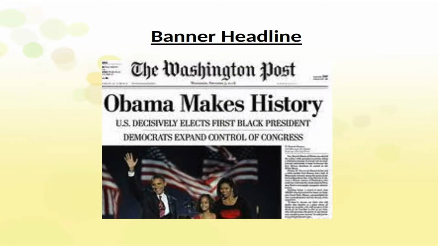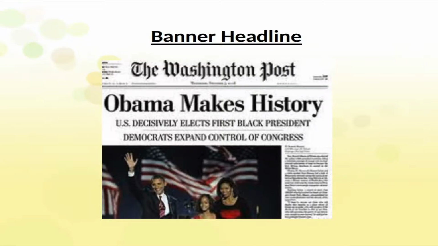US elects its first black president. This is something significant in history. But look at this. It's not in all caps. Only the first letter of the 3 words, Obama makes history, is capitalized. It is a short headline but conveys so many things, Obama and history.